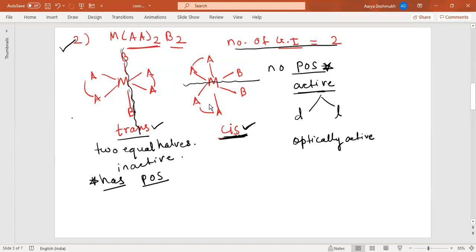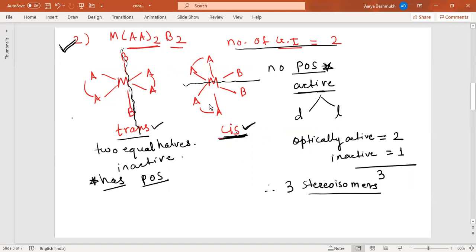here there are two, and inactive is one. So in total there are three stereoisomers. Therefore this type of complex will show three stereoisomers. Such MCQs are always asked in exams. Okay, so this is about this type of complex.